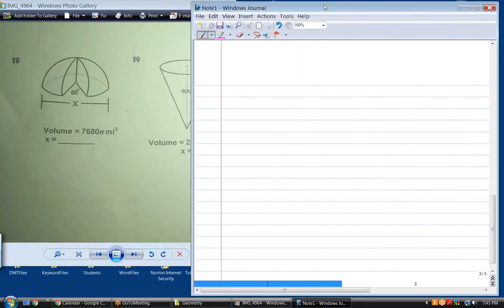General formula for 18. What's the formula for the volume of a hemisphere? 2/3 pi r cubed. Good. In other words, we started out, the volume of a sphere is that. Well, a hemisphere is half of that, so it becomes 2/3 instead of 4/3. So that's the volume of a hemisphere.